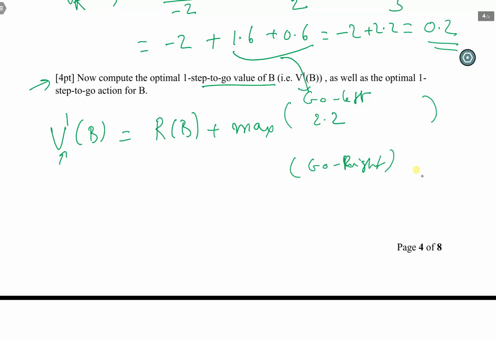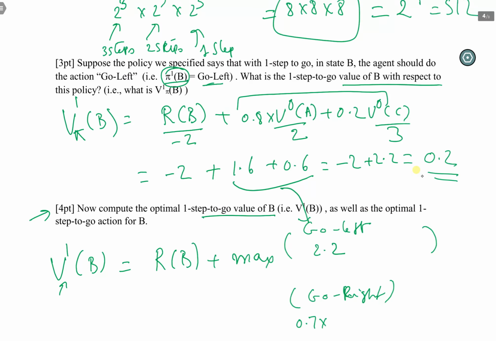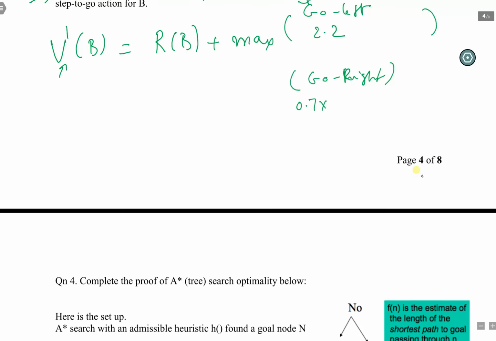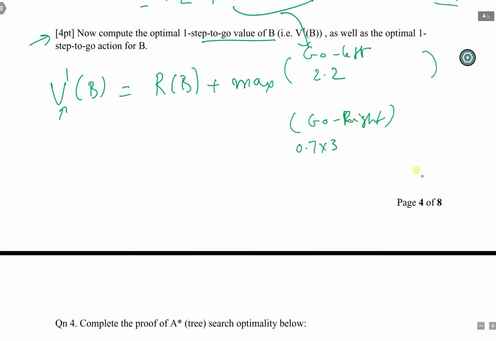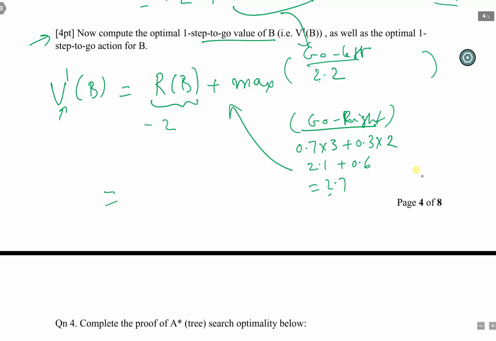So for going right you will get 0.7 times the reward of C, which is 3, plus 0.3 times the reward of A, which is 2. This is 2.1 plus 0.6, equal to 2.7. I have to take the max of going left and going right, and since 2.7 is bigger than 2.2, I take this and add it to R of B, which is -2. That will be -2 plus 2.7, which is 0.7.